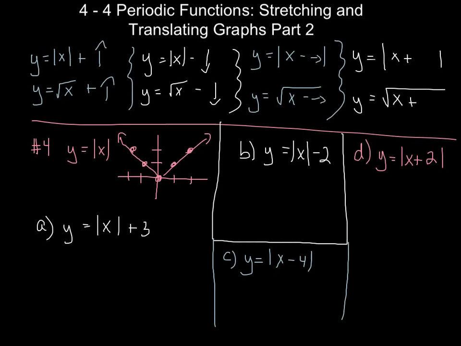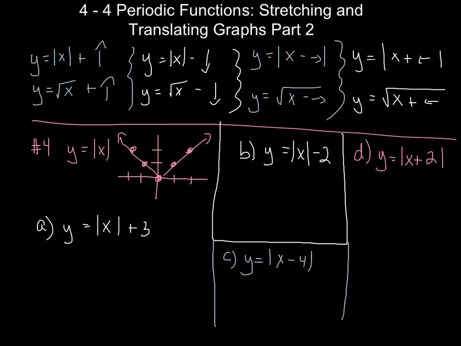And then finally, if you have a plus on the inside, you actually go backwards. You go left. And if you have a plus on the inside of a square root, you also go left. So the inside numbers are kind of backwards, and they affect the x variable. The outside numbers are straightforward, up or down, and affect the y.